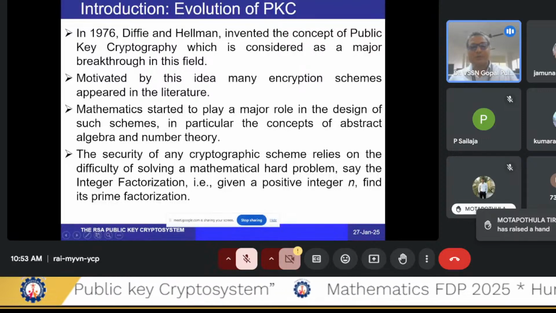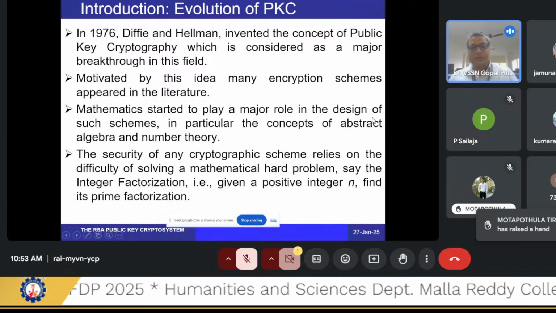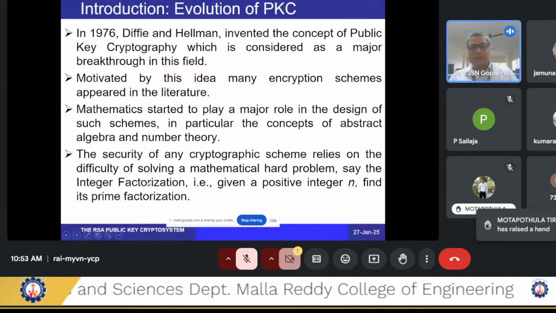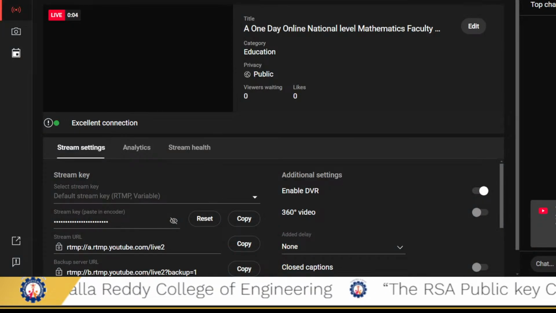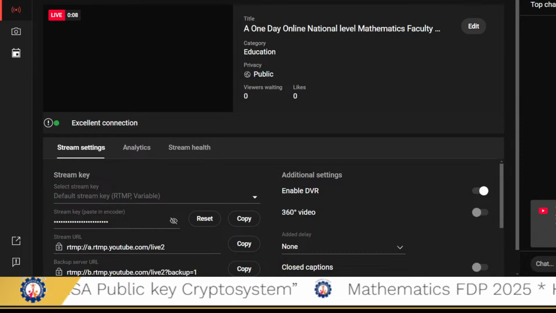Which is a positive integer, which is a composite, of course. We can't write that as a product of primes. We can't factor that. Okay, so let's move on to the next slide.